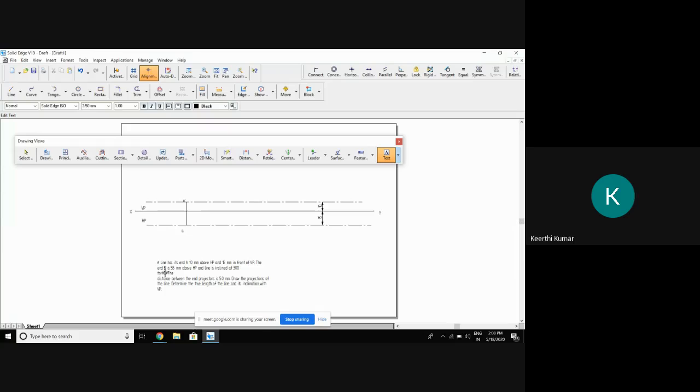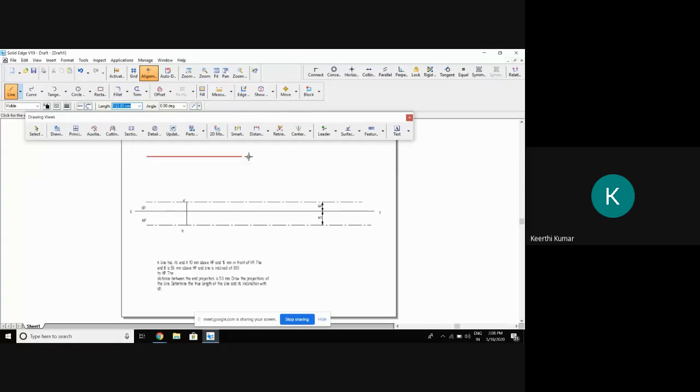The end B is 55 mm above HP. So what he is telling is, the other end, B, is 55 mm above HP. Since it is given above HP, we should show that in VP, correct? So again, I'll select the line, make use of the locus line, and draw the line.